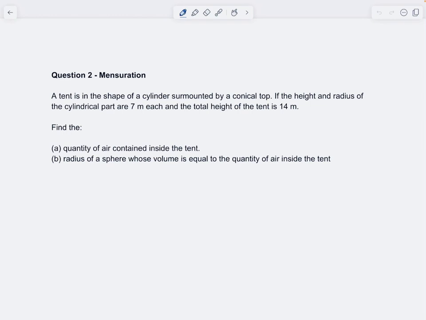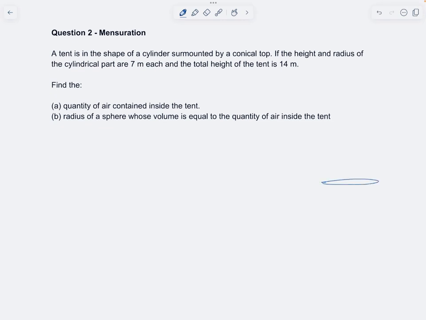The question goes like this. A tent is in the shape of a cylinder surmounted by a conical top. I have given the rough sketch for the description given in the first sentence.